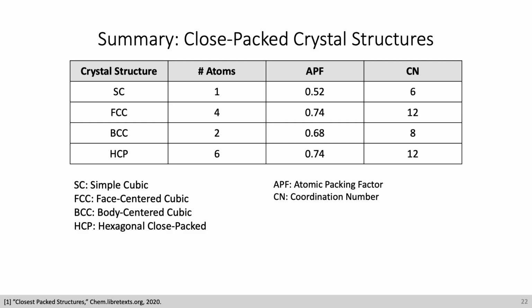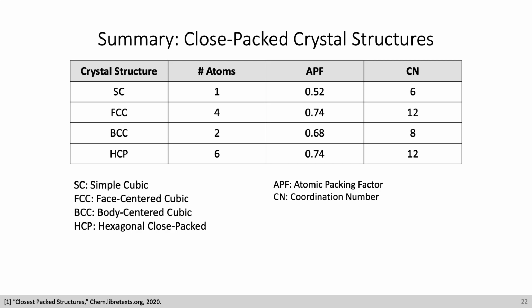Simple cubic shows 1 atom, 52% APF; FCC 4 atoms, 74%; BCC 2 atoms, 68% APF; HCP 6 atoms, 74% APF. And then we can also look at this thing called coordination number, or CN. What coordination number means is if we pick an atom within this crystal structure, what is the number of atoms that are closest neighbors to this atom?